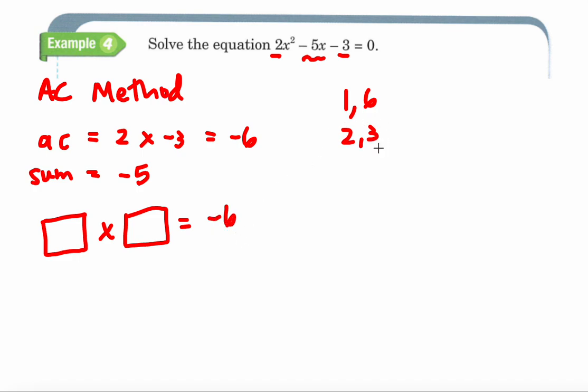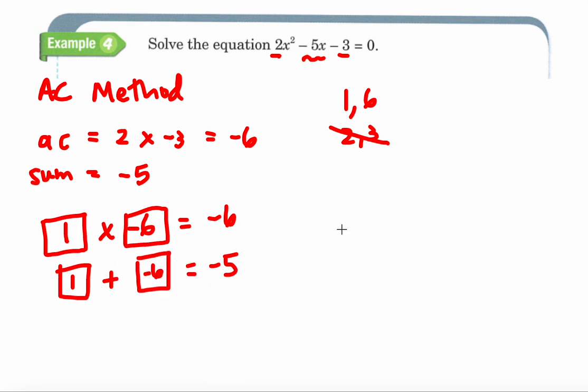To get to negative 5 with 2 and 3, both of them would have to be negative, since with the same signs you add them. So that cancels out 2 and 3. I've got to use 6 and 1 then, so that when I multiply, one of them is negative, and when I add, one of them is negative. To add and get to negative 5, the bigger number has to be negative. So it's positive 1 plus negative 6, which gets me to negative 5.